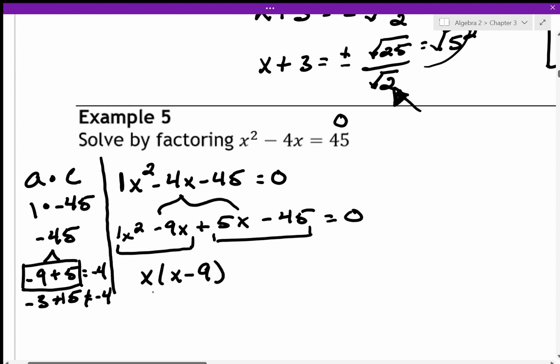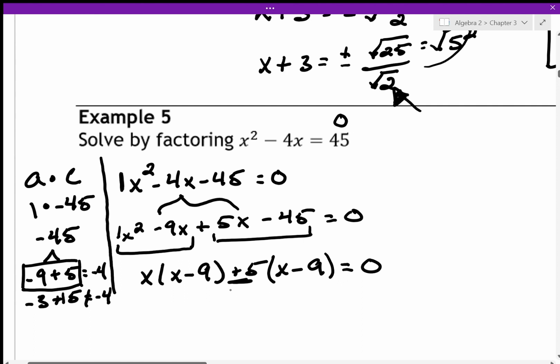To check ourselves, we could distribute: x times x is x squared, and x times negative 9 is negative 9x. For our second two terms, we want to factor something out such that we have an x minus 9 in the parentheses again. Right, we want our parentheses to match up. So we look at how we could change my 5x minus 45. How could I turn that into an x minus 9? Well, it would be pulling out a 5.